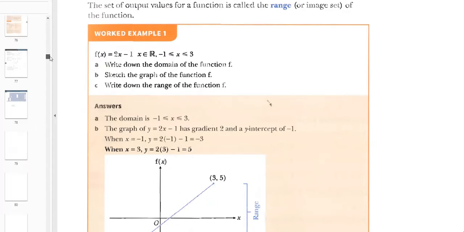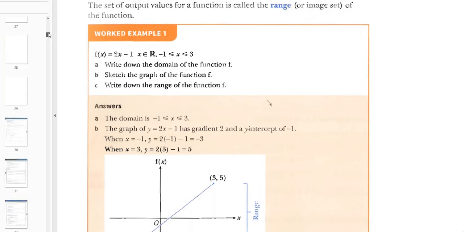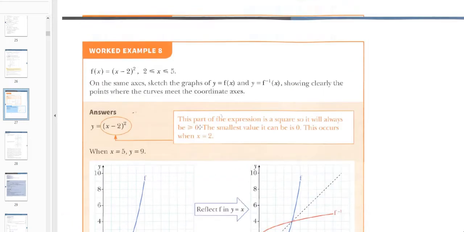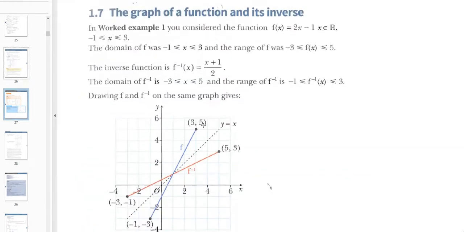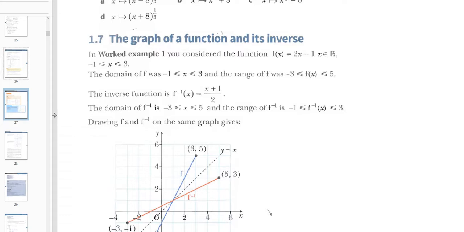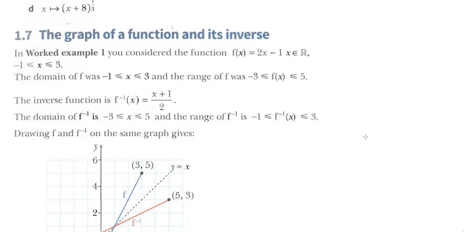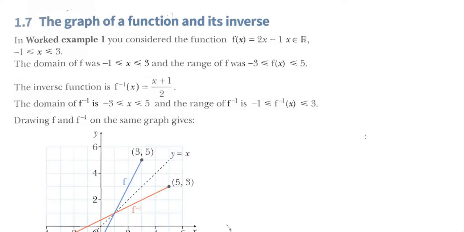Now come to our topic. This is our topic. So in worked example 1, you consider the function f(x) is equal to 2x minus 1. The domain is minus 1 to 3 and the range of the function f(x) is from minus 3 to 5. And the inverse of the function is f inverse x is equal to (x plus 1) upon 2.